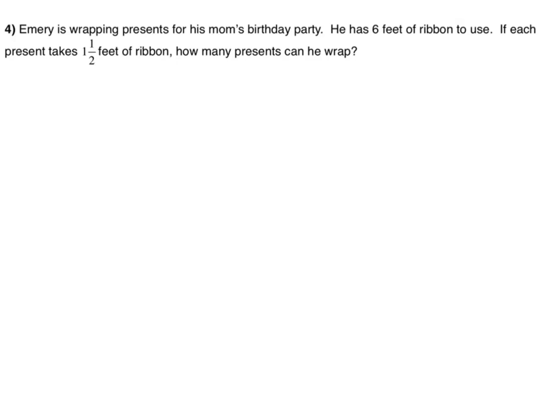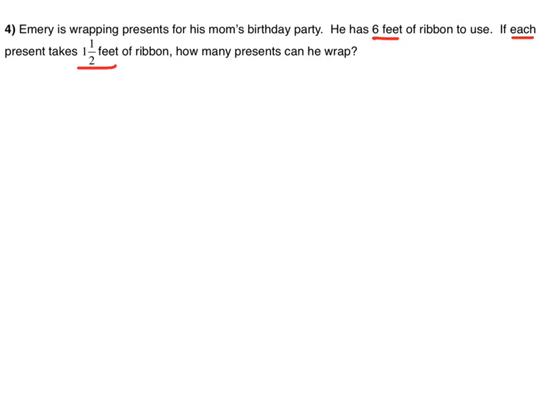Reading this problem, it says, Emery is wrapping presents for his mom's birthday party. He has 6 feet of ribbon to use. I want to underline these numbers so I can keep track of them. It says each present takes 1.5 feet of ribbon, so there's another number. And also there's another number here that we might not see. It's this word right here, each. Right, so those 3 numbers tell me that I should probably set up a proportion.